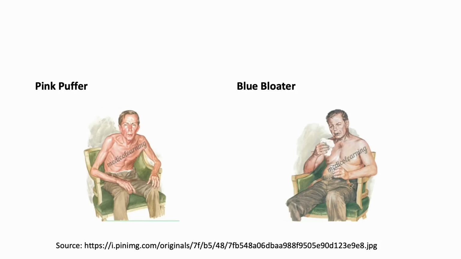Pink puffer is an old term that is now recognized as severe emphysema. It is a generalized term for a person who is thin, breathing fast, and is pink. Blue bloater is an old term that is now recognized as severe chronic bronchitis. It is a generalized term referring to a person who is overweight and has bluish colored skin related to cyanosis, mostly around the lips and fingertips.